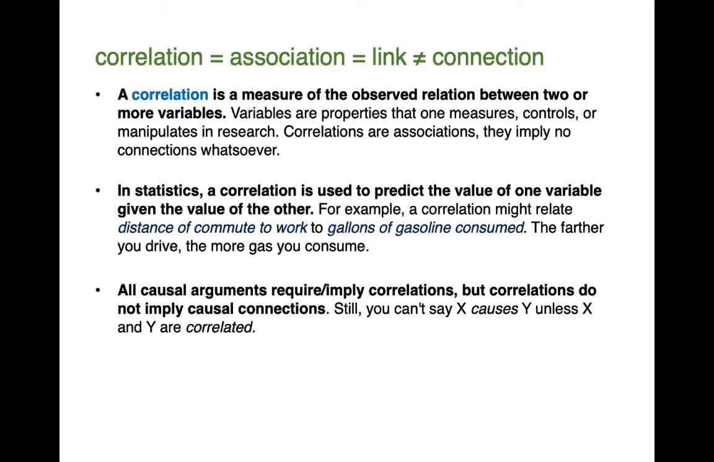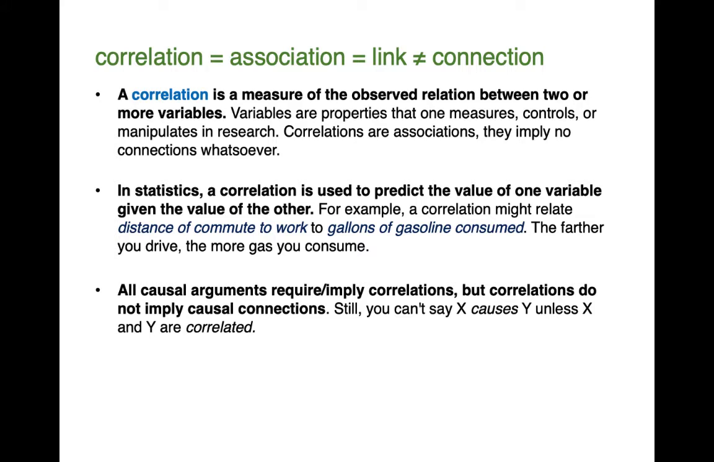For example, a correlation might relate the distance you commute to work to the number of gallons of gas you consume in your commute. The farther you drive, the more gas you consume. This would be a positive correlation. As your distance increases, your consumption of gas increases as well.